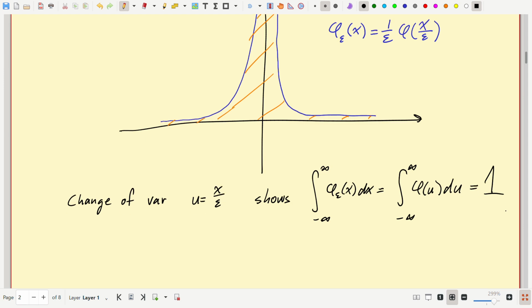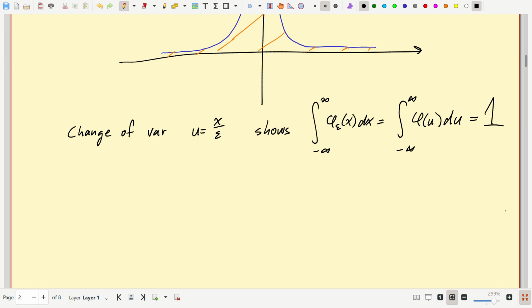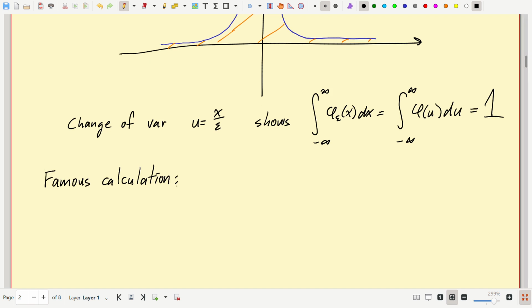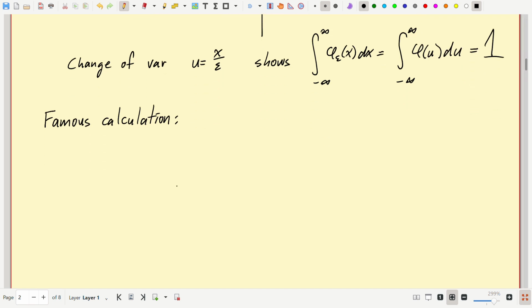I'll show you that famous calculation. This is why it's important. We'll use this calculation a couple times in the course. I want to show that the integral from minus infinity to infinity of e to the minus x squared dx is equal to the square root of pi.